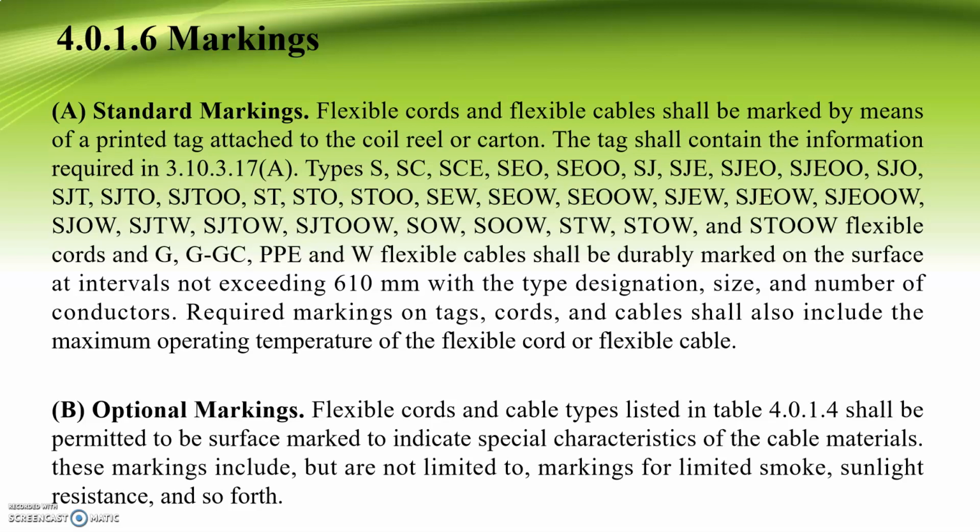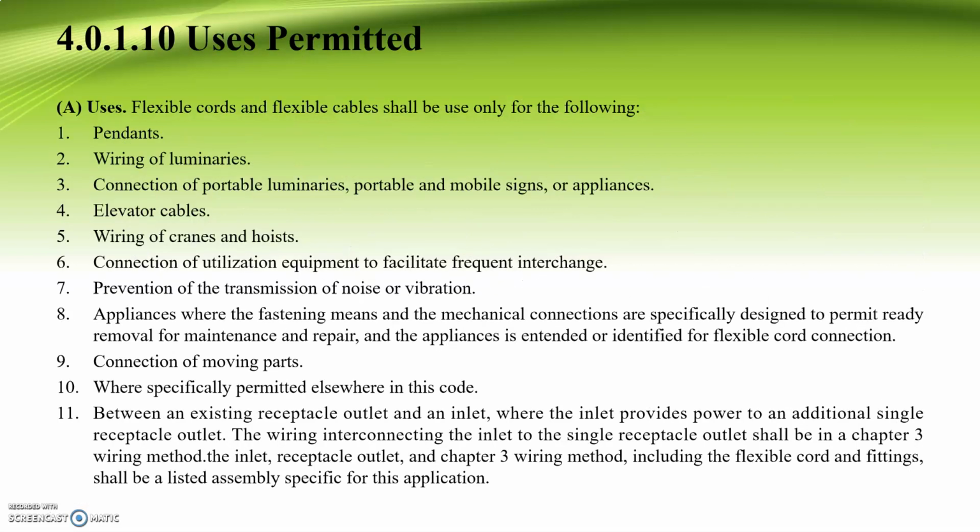B, Optional markings. Flexible cords and cables, types listed in Table 4.0.1.4, shall be permitted to be surface marked to indicate special characteristics of the cable materials. These markings include but are not limited to markings for limited smoke, sunlight resistance, and so forth. 4.0.1.10, Uses permitted.